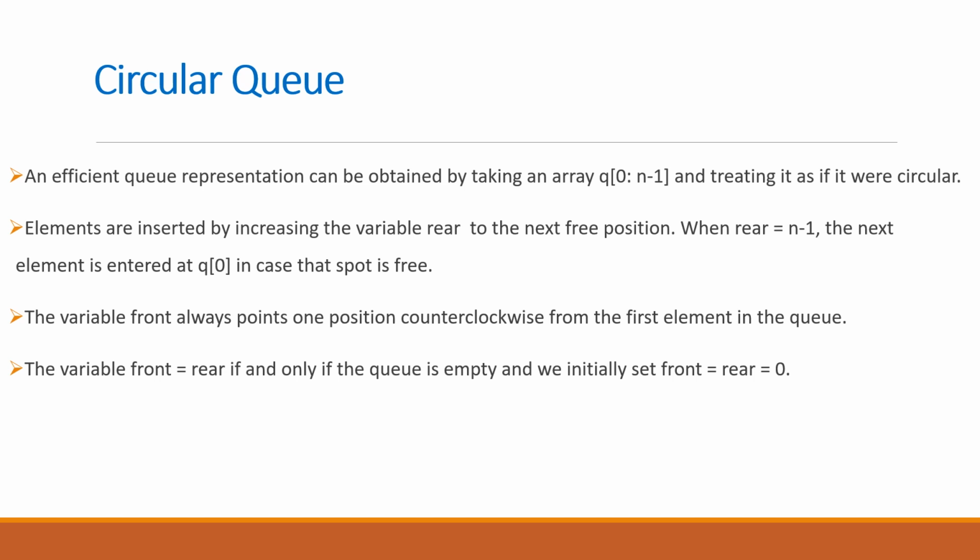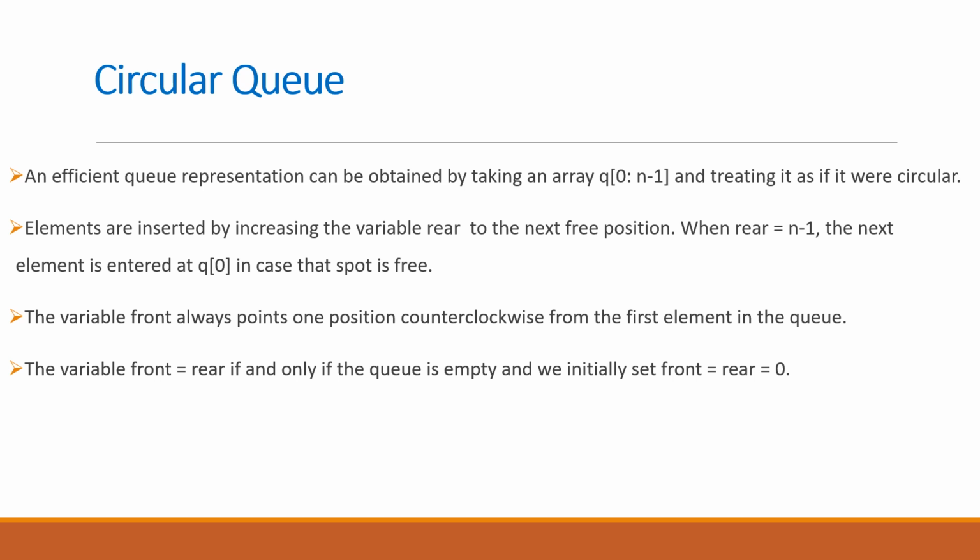So according to your syllabus, the circular queue concept is present here. There are different types of queues. The first one is a simple queue. Second one is a priority queue. Third one is a circular queue. Fourth one is a double-ended queue. So the concept in your syllabus is the circular queue only.